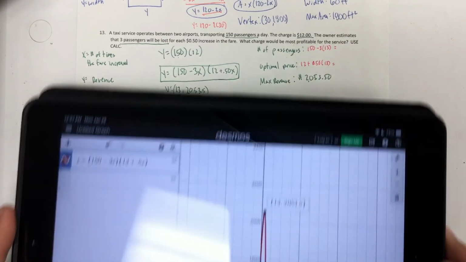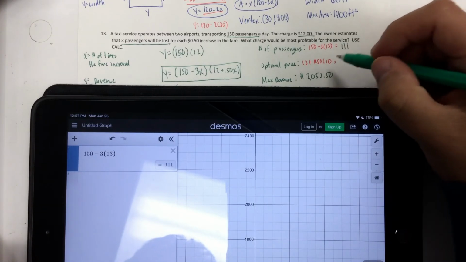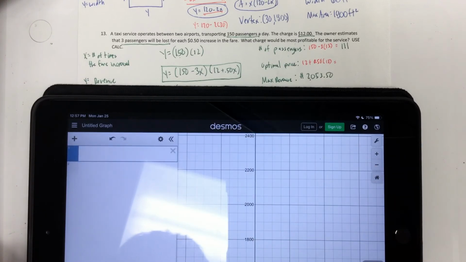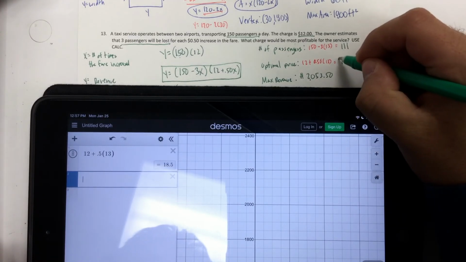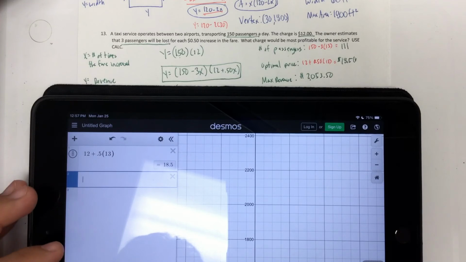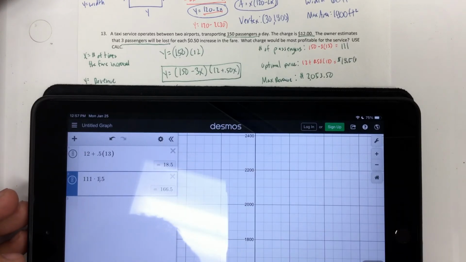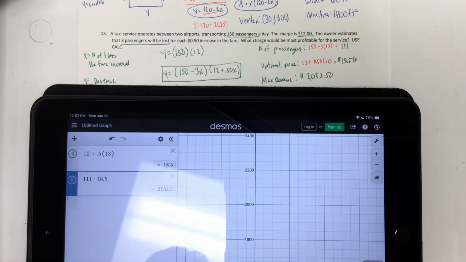Let's see what these answers come out to be. So for the first one, I'm just going to type it in here. 150 minus 3 times 13, which means I'll have 111 passengers. And for the optimal price, that's going to be 12 plus 0.5 times 13, which means I have to charge $18.50. And then if we multiply those, 111 times 18.5, it's going to give us the actual answer we're looking for there.